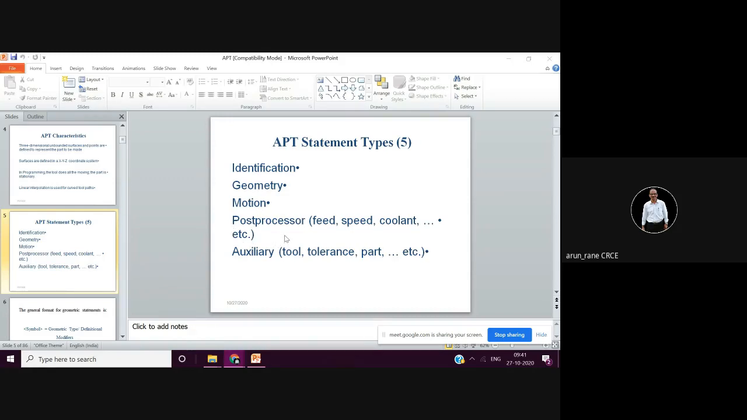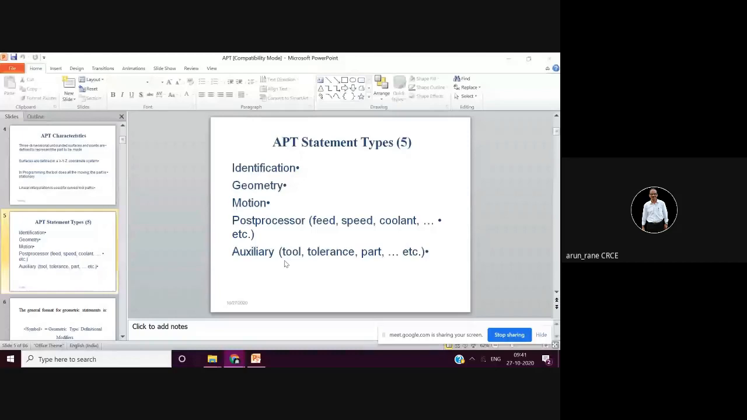Next, third is your post processor statement. A post processor statement consists of your feed, your speed, and your coolant, and some more things like that. Feed you can give in millimeter per minute, speed in rpm, then coolant on, coolant off. So these are your post processor statements. And then auxiliary statements are nothing but program stop, optional stop, reset and rewind, tool change. Basically they consist of the majority of the M codes we saw.